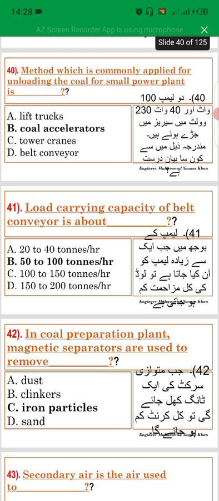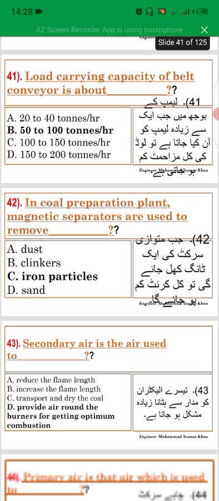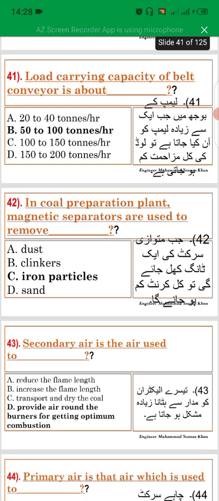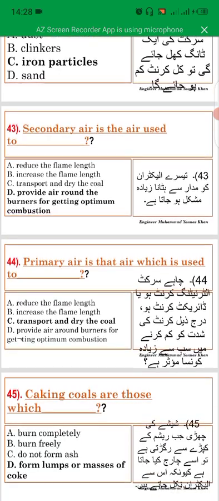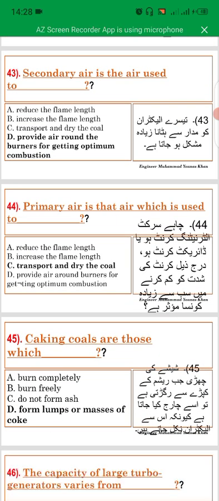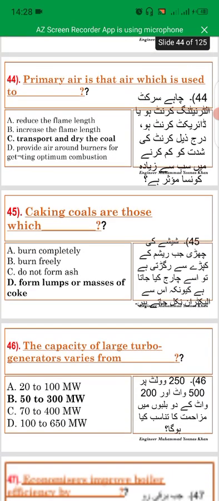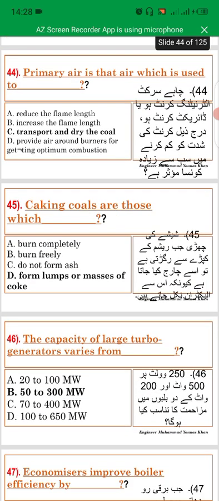Method which is commonly applied for unloading the coal for a small power plant is coal accelerator. Load carrying capacity of belt conveyor is about 50 to 100 tons per hour. In coal preparation plant, magnetic separators are used to remove iron particles. Secondary air is the air used to provide air around the burner for getting optimum combustion. The primary air is that air which is used to transport and dry the coal.